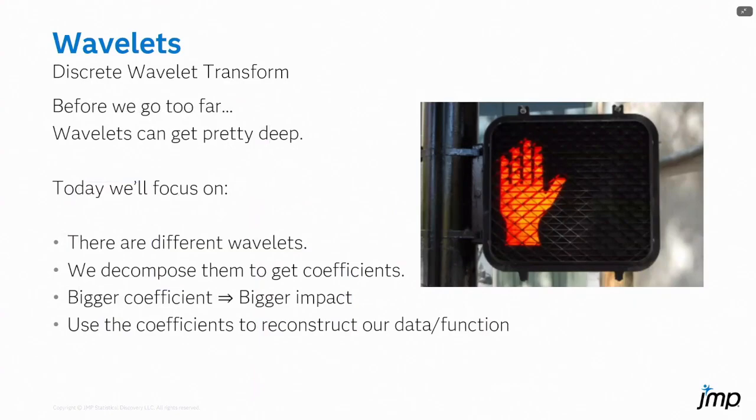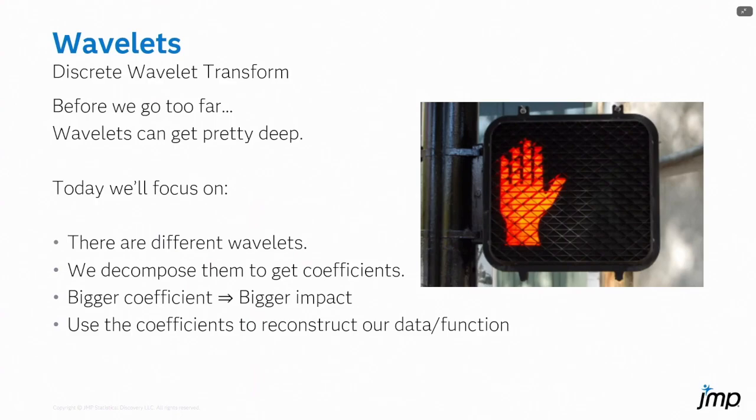But before we go too far, I just wanted to say wavelets are a deep topic, and I think a lot of times, if you're trained as a statistician, the language in the wavelet literature tends to be a little bit different, and it's easy to get caught up on things that aren't really that important for applying wavelets. So what I really want to focus on today is just that there's different wavelets. When we do a wavelet decomposition, we get coefficients. We call those wavelet coefficients. Bigger wavelet coefficients means bigger impact on the shape of your reconstructed function.